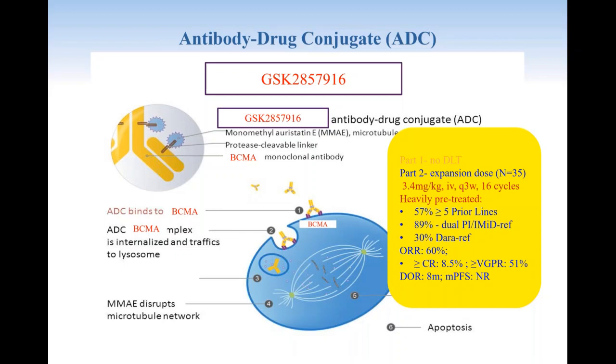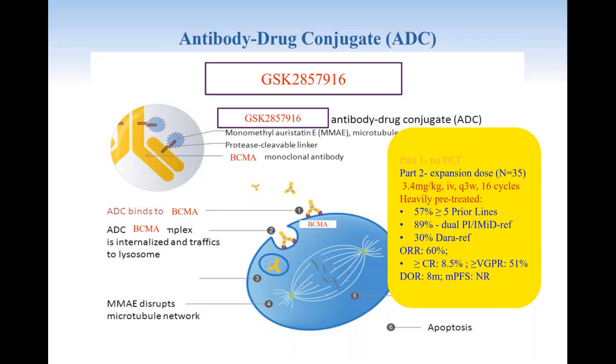You see that in this cohort of heavily pretreated patients, the median lines of treatment is 5 in 60% of the cases. 90% of them are double refractory, and 30% of this cohort is even Daratumumab refractory. The overall response rate is very decent, 60%. A significant proportion of them even achieve a deep response of VGPR and CR. So this is a very promising drug, and yet apart from this deep response, the duration of response is only 8 months. So this is again a medical need.